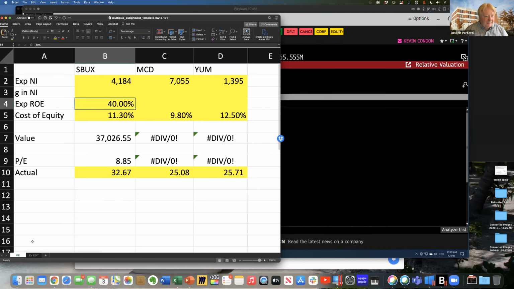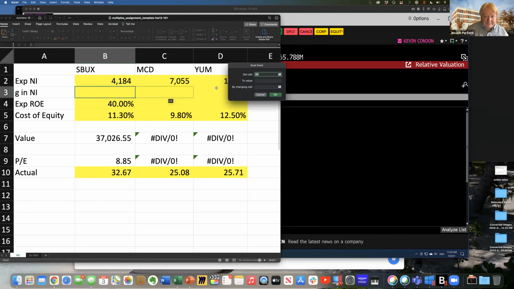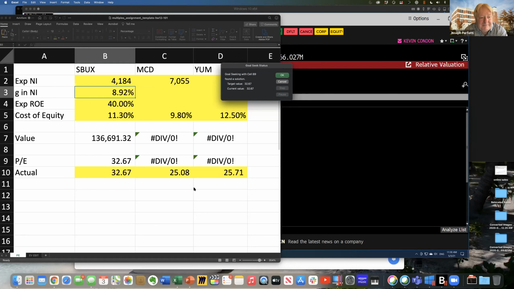So again, back to the PE. If I did this with my goal seek, then I want my PE to be 32.67, changing cell B3. So I should end up with a growth rate approaching 9% for Starbucks. So, questions?